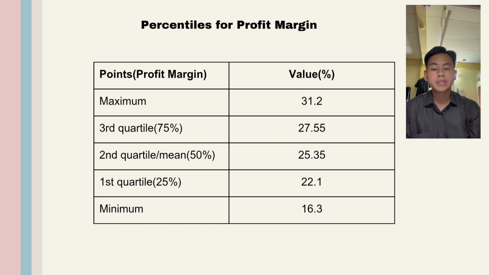Other than that, for the percentiles of the profit margin, the maximum point is 31.2, while the third quartile or 75% of the data is 27.455, the second quartile or 50% is 25.35, the first quartile or 25% is 22.1, and the minimum point of the data is 16.3.